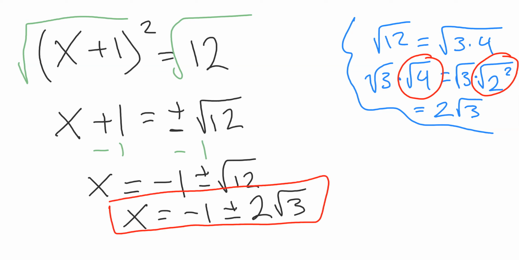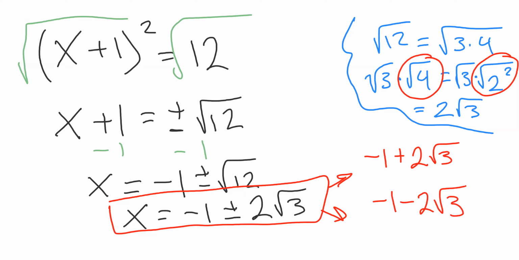And that is two separate answers. So those two answers are -1 plus 2 root 3 and -1 minus 2 root 3. So those are the two possible values that x can take on to make our original equation true. And let's do one last example.